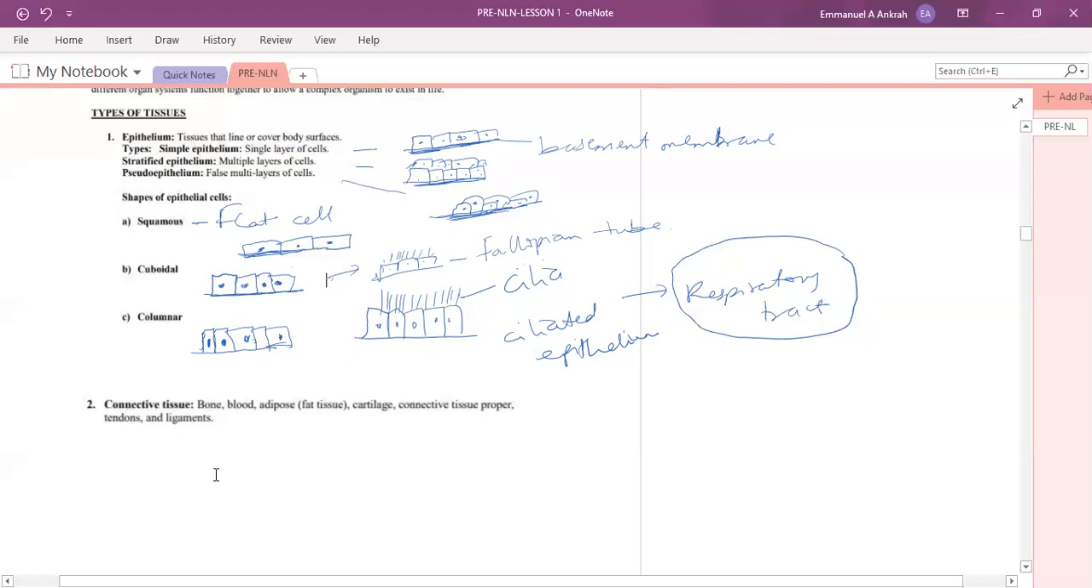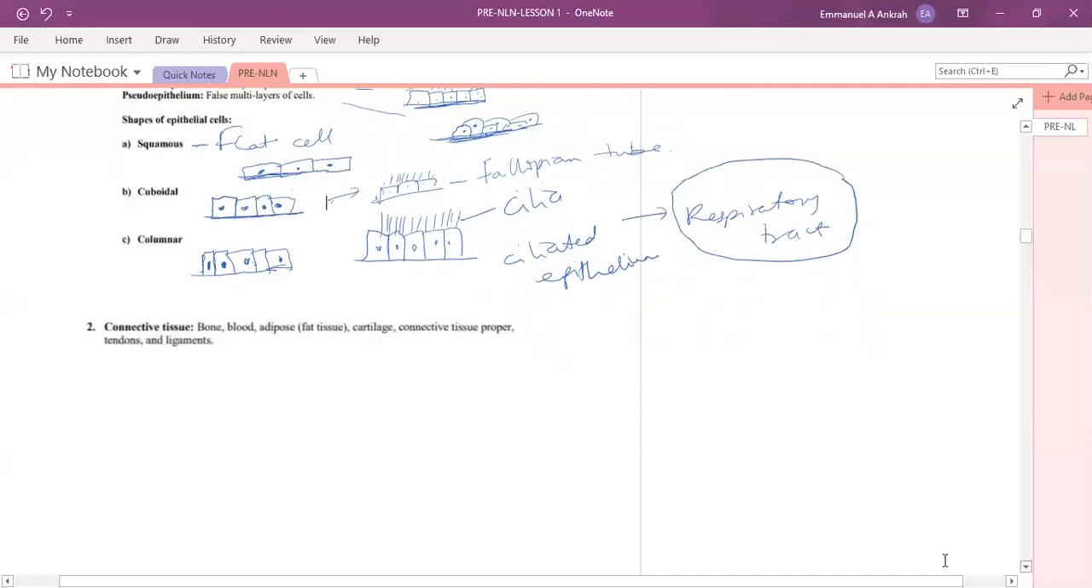Then the connective tissue. For the connective tissue, that one we'll go into details along the line. We'll talk about the blood later. But for this connective tissue, no examples. Okay, sometimes they ask about example, which of the following is a connective tissue. Then they give the list. So you should identify them.